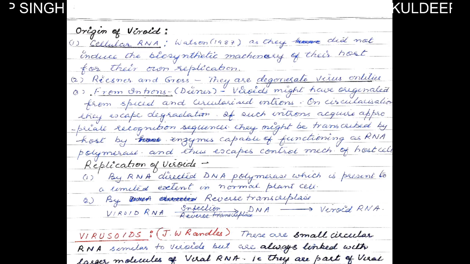Another probable method is through the use of reverse transcriptase. The viroid RNA upon infection uses reverse transcriptase and forms a DNA. This DNA then, after transcription, forms viroid RNA.